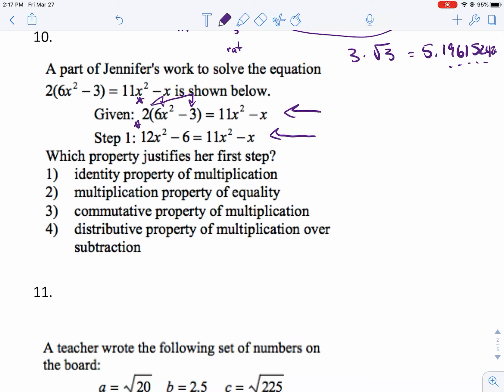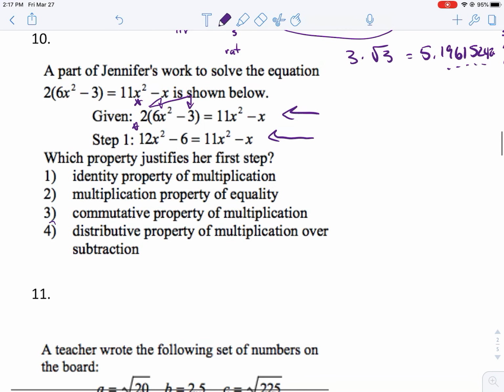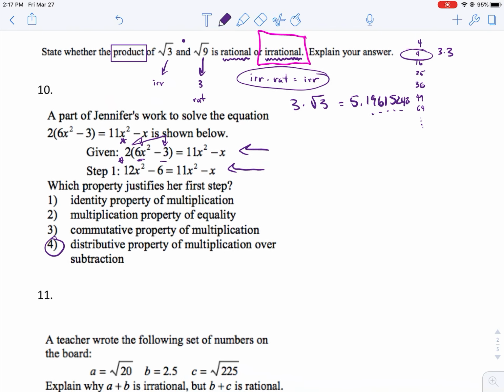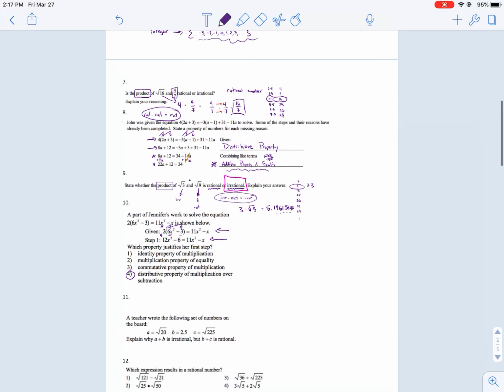And what property involves multiplying a number outside of the parentheses across that binomial? Because that's a binomial in there, right? It's distributive. We distributed that 2 across this expression here. So 2 times 6x squared is 12x, and 2 times negative 3 is negative 6.